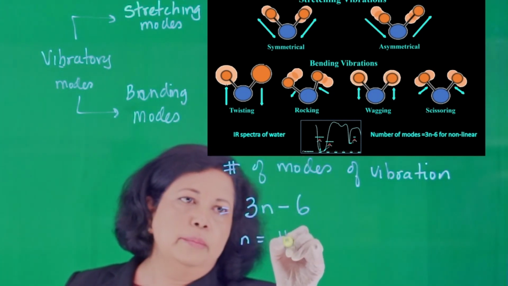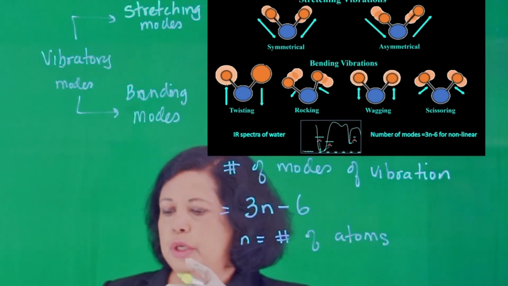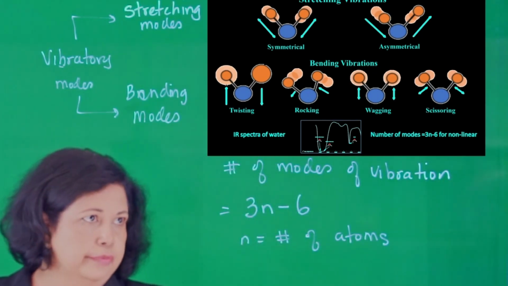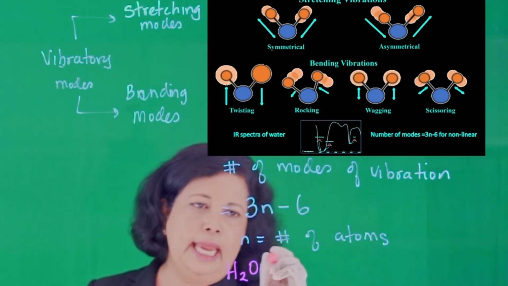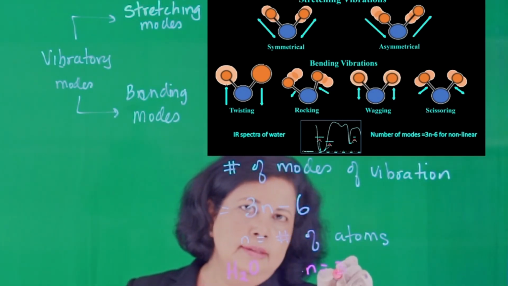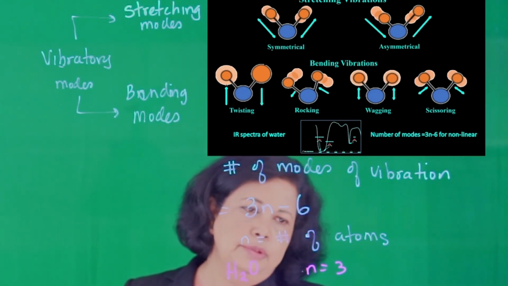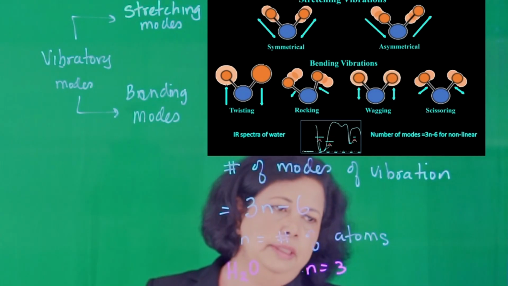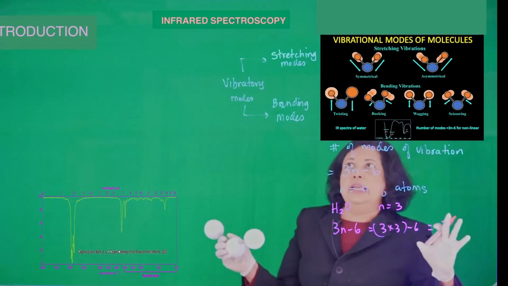N is the number of atoms, and if this is water, it's H2O. You see, it is going to have 3 atoms. Therefore, 3n minus 6 is going to be 3 times 3 minus 6. That's going to be 3. All right, 9 minus 6. So they'll have 3 modes.